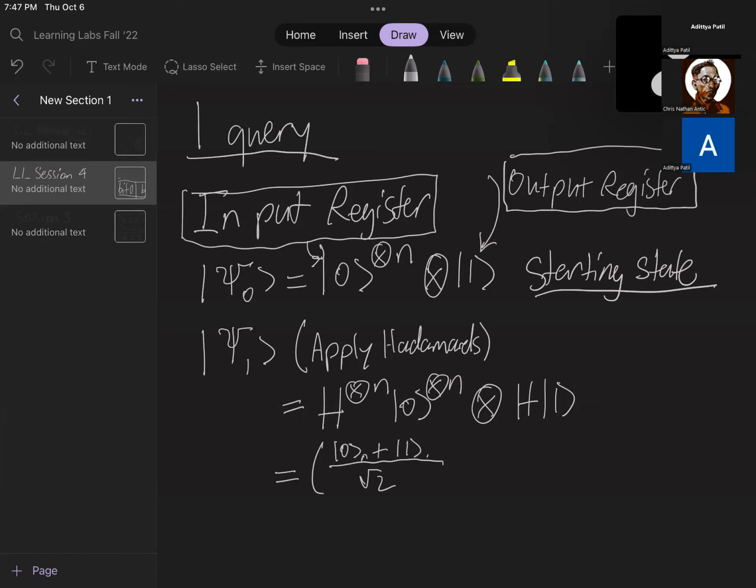So with the Hadamard, it's split across two things, but this literally just means apply a Hadamard gate on this section of qubits, and then apply a Hadamard gate on this qubit. Essentially, you could say apply a Hadamard gate onto all the qubits that you have.